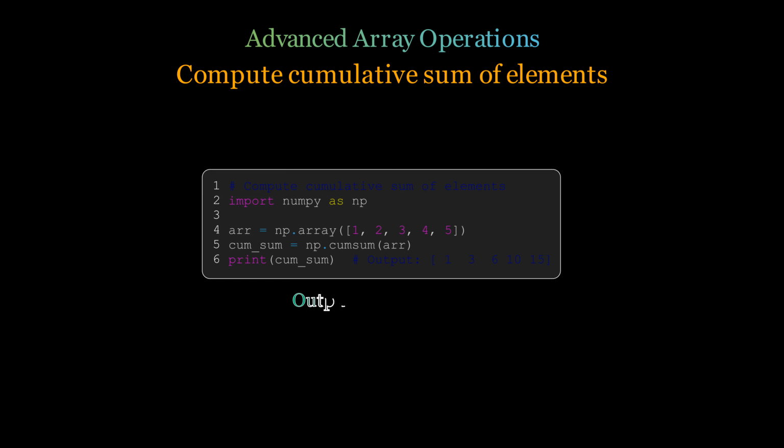Using np.cumsum on 1, 2, 3, 4, 5, we get 1, 3, 6, 10, 15. Notice how each number is the sum of all previous elements. This operation is useful for computing running averages and cumulative distribution functions.